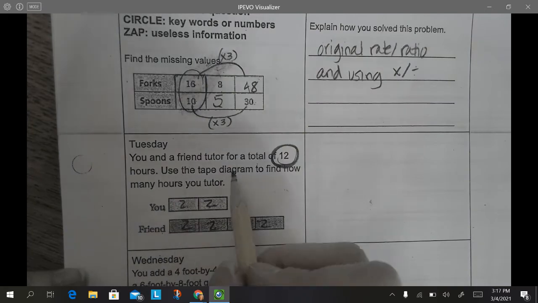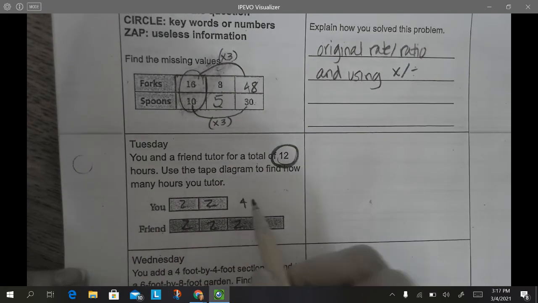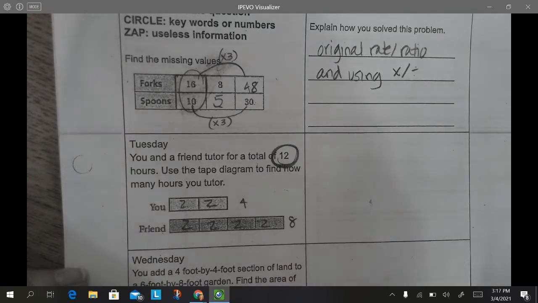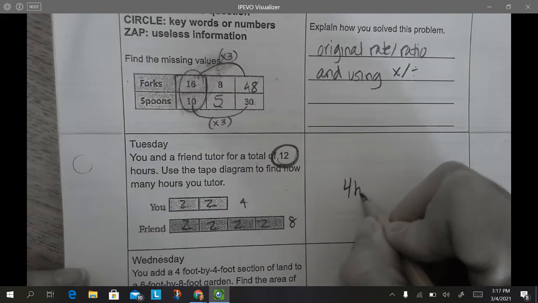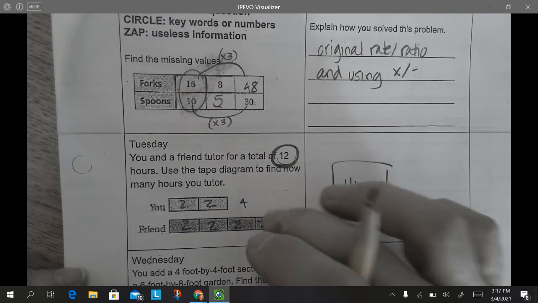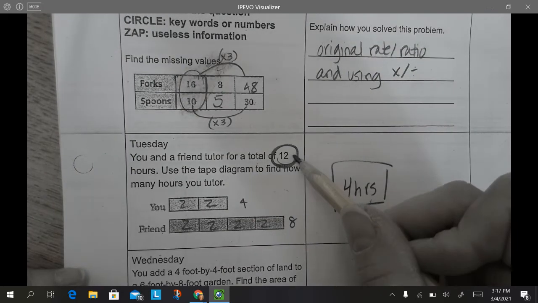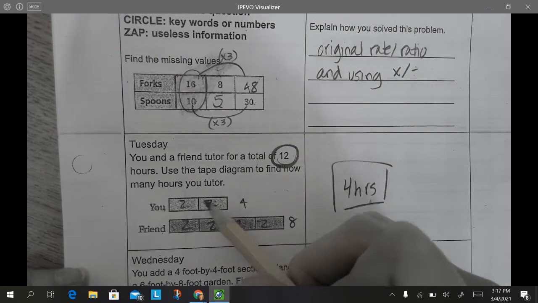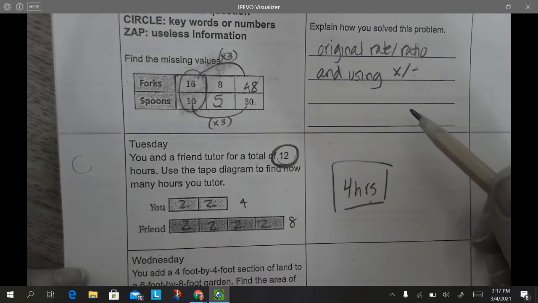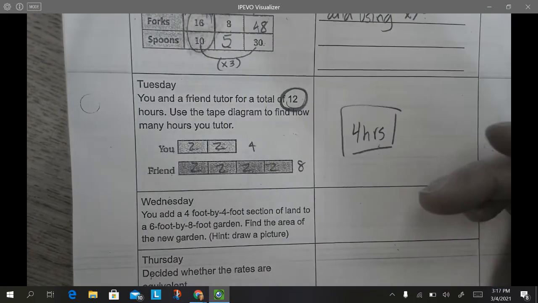So how many hours did you tutor? 4. How many hours did your friend tutor? 8. Okay. So they asked you how many you tutored. You did 4 hours. All right. So just think, if you guys see a tape diagram and they give you a total, the total is divided among or spread throughout these boxes evenly. All right. Next one.